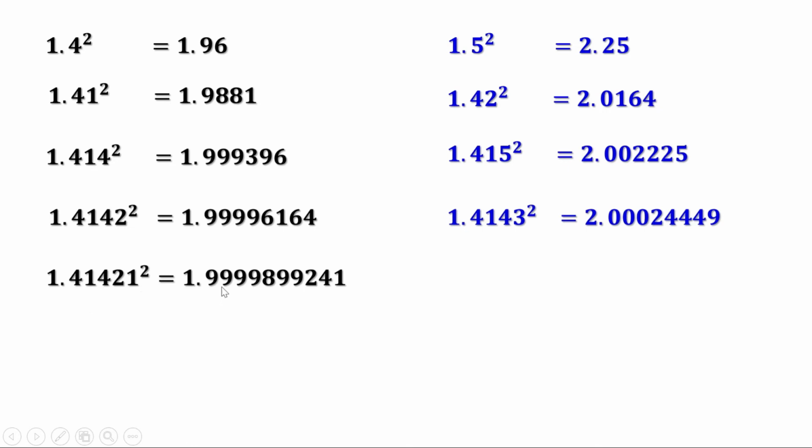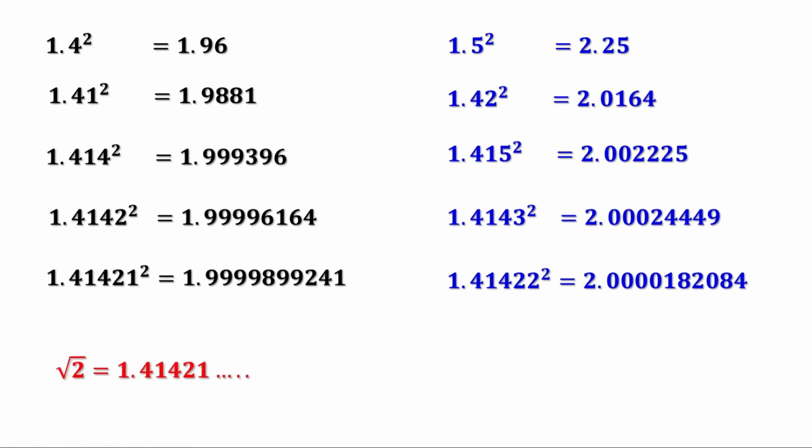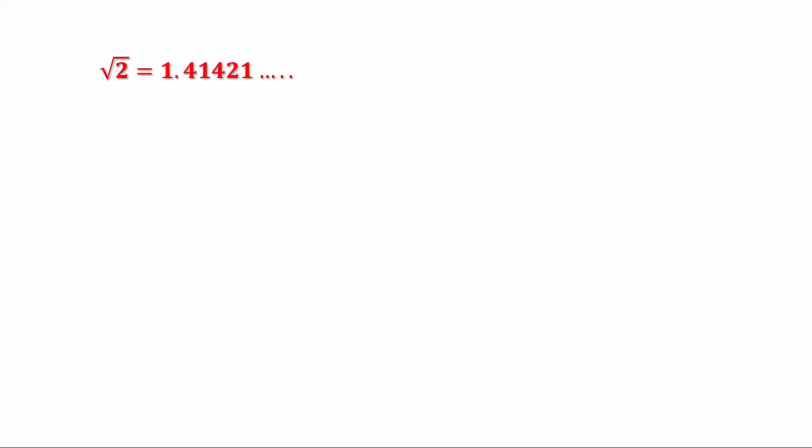1.41421 square is 1.999989921. 1.41422 square is 2.0000182084. That means value of root 2 is in between 1.41421 and 1.41422. That means 1.4, 1.41, 1.414, 1.4142, 1.41421, etc. get closer and closer to root 2. Or we can say root 2 equal to 1.41421, etc.